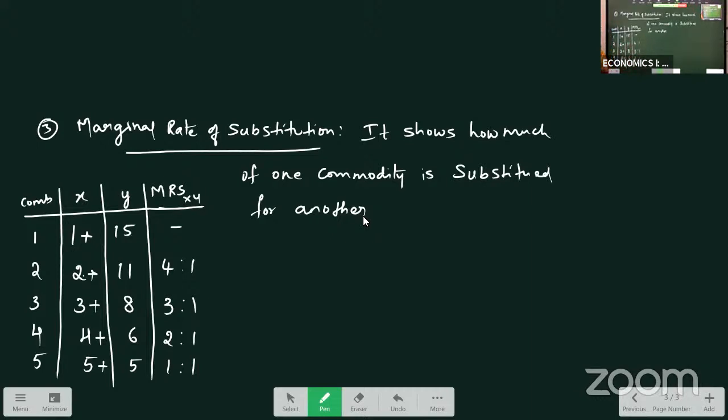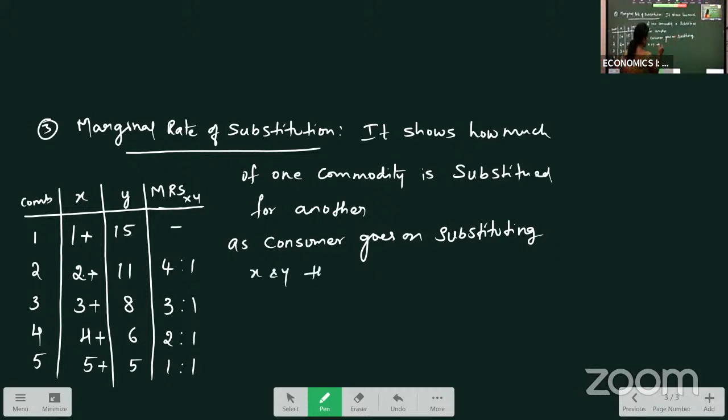So how do we calculate here? One more point we can add here. As the consumer goes on substituting, what happens to our marginal rate? The marginal rate is decreasing here, right? As the consumer goes on substituting X and Y, the marginal rate of substitution diminishes. Remember these points carefully. Very, very important for your 2 marks.